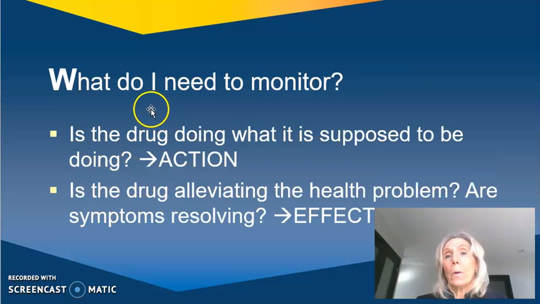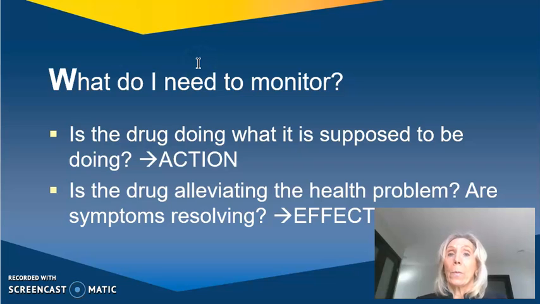So after we know what the drug does and we know what the action is, then we have to think about, what do I need to monitor? What do I need to pay attention to? What is it that I need to keep watching my client for? And this is going to be dependent upon what that drug is supposed to be doing and whether it's doing the job that we want it to be doing.